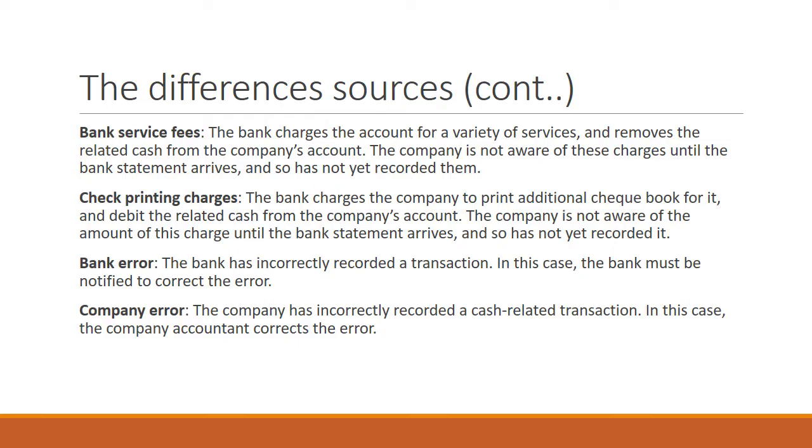Then we have a check printing charge. This is one of the bank charges. The bank charges the company to print an additional checkbook and deducts that amount from the company account. The company is not aware of the amount of this charge until the bank statement arrives. So this will also make a difference between the bank statement and the cash book.